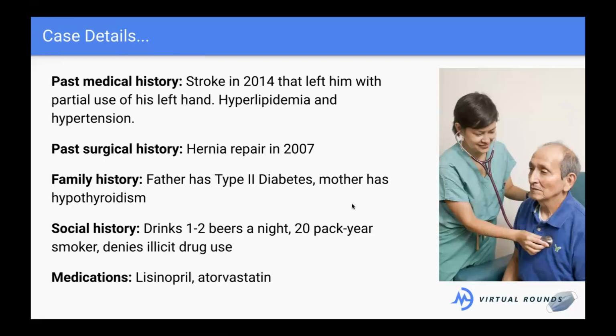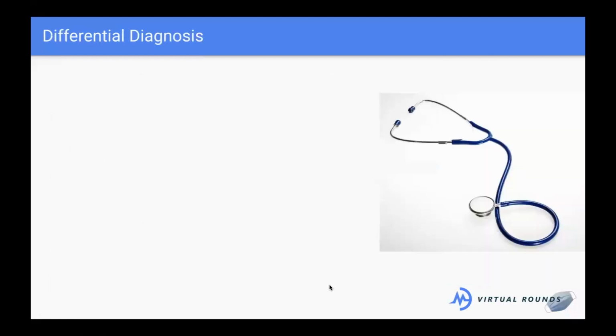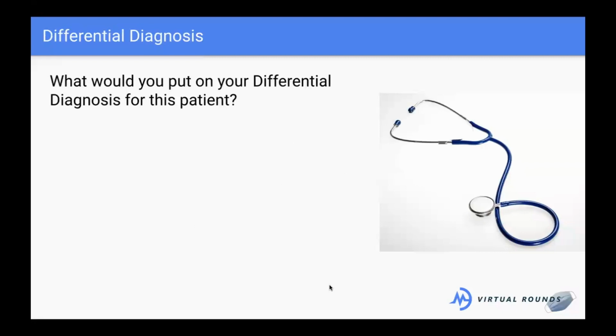No illicit drug use. And he takes lisinopril, which is an antihypertensive, and atorvastatin for his cholesterol. Okay, so let's develop a differential diagnosis together. So what would you put on your differential diagnosis for Mr. Walsh?